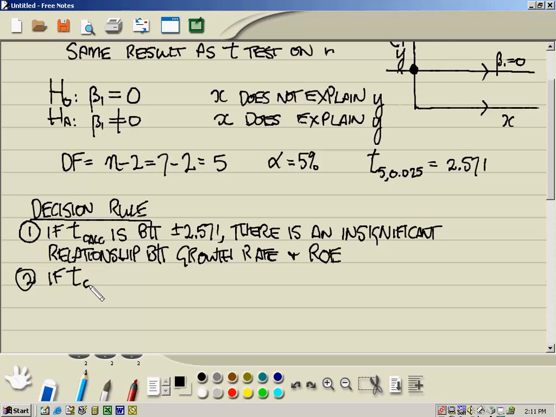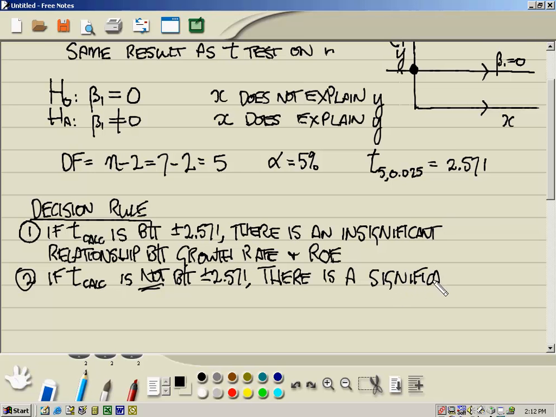Alternatively, if t-calc is not between critical values of plus or minus 2.571, in other words, around the tail somewhere, far enough away from 0, there is a significant relationship between our two variables, growth rate and the return on equity.